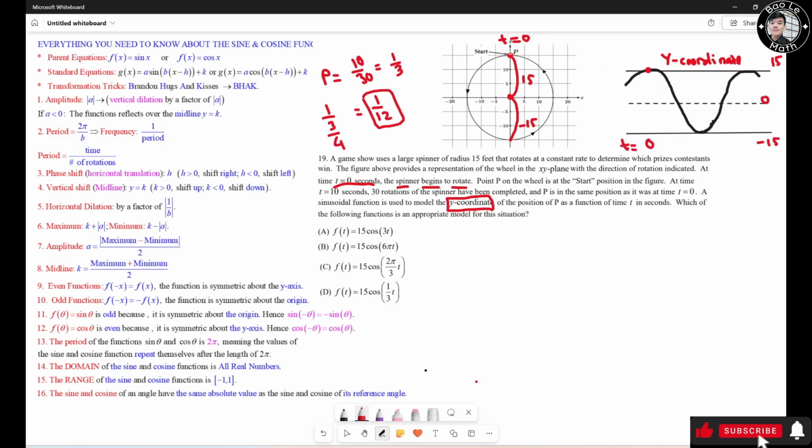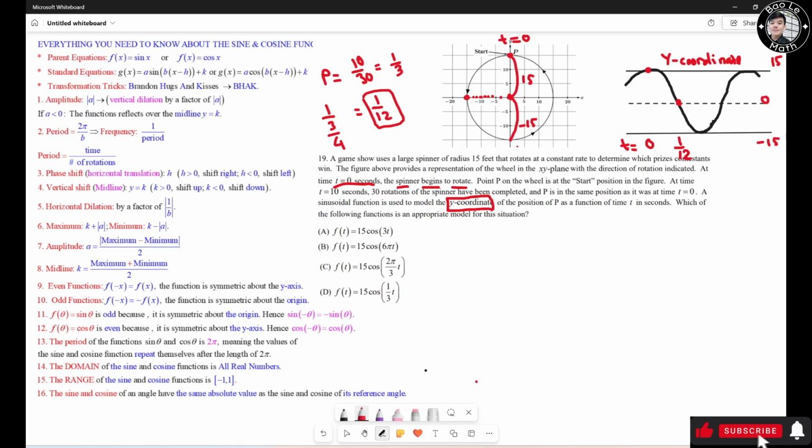Now, point P rotates counterclockwise, right? So it's going to be right here. If point P goes over here, the time t equals 1/12, right? So right at this point, you project down to the y-axis. It's right at the origin, which means the height is 0. So it's going to be the point at the midline right here, and t equals 1/12.